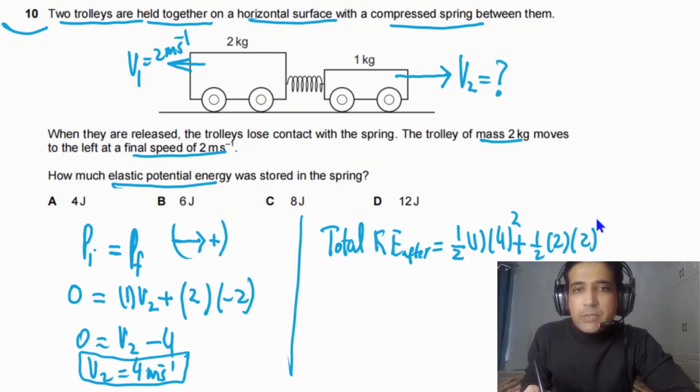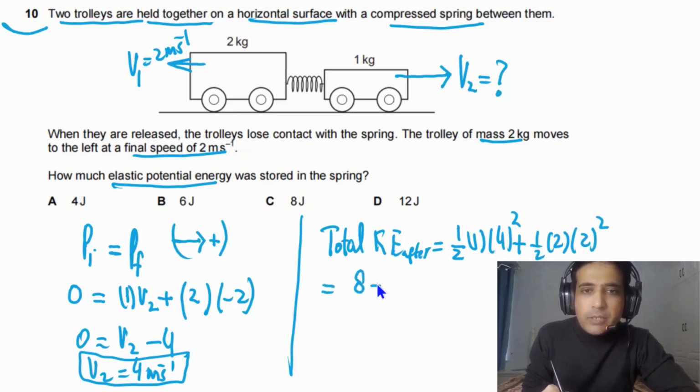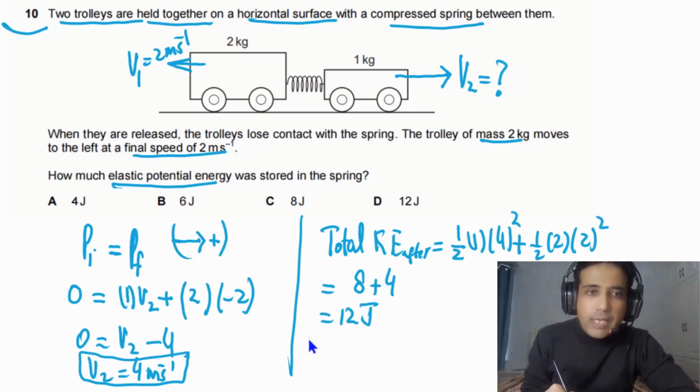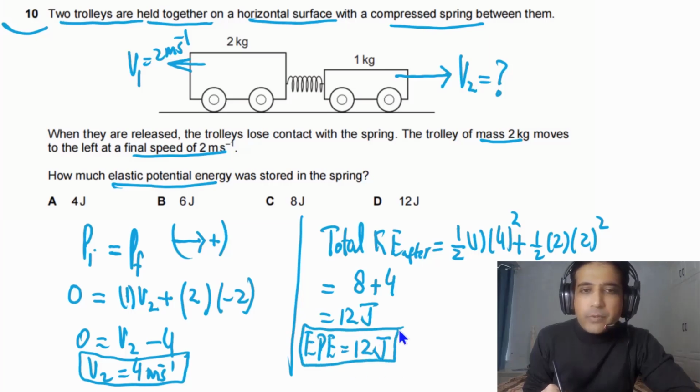If we simplify this, in this case we will get 8, and in this case we will get 4. So the kinetic energy is equal to 4 joules, and kinetic energy is equal to elastic potential energy. So EPE in this case will be equal to 12 joules. So this is how you can figure out the answer for this problem. So the answer for this one is D.